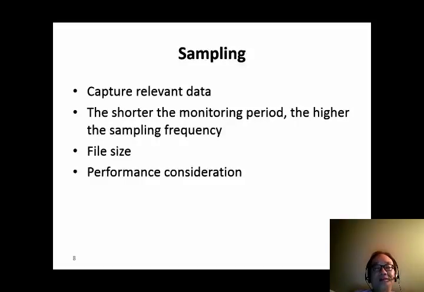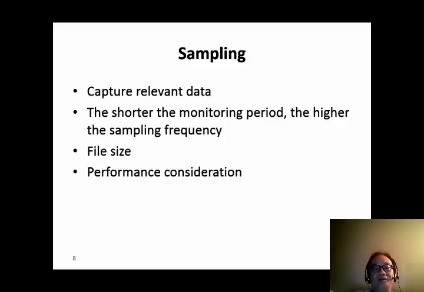When we conduct monitoring, a very important consideration is sampling time and sampling frequency. We want to take the monitoring samples at the right time so that we can capture relevant data. Generally speaking, the shorter the monitoring period is, the higher the sampling frequency is.